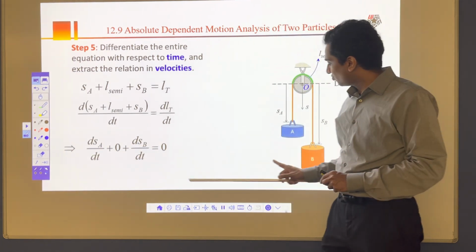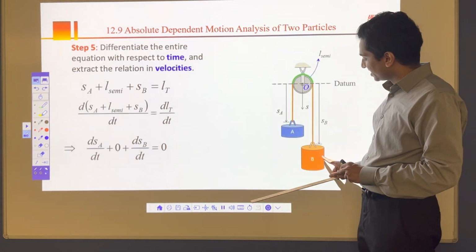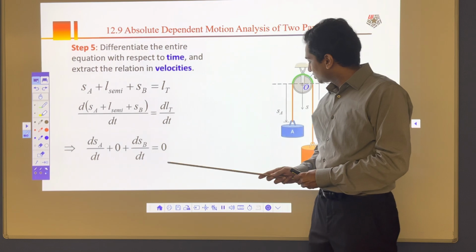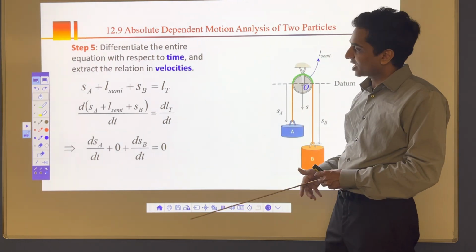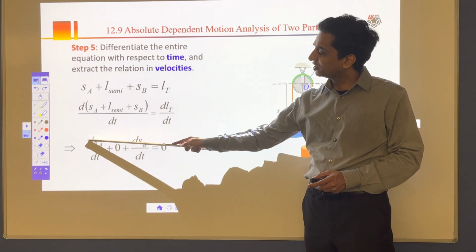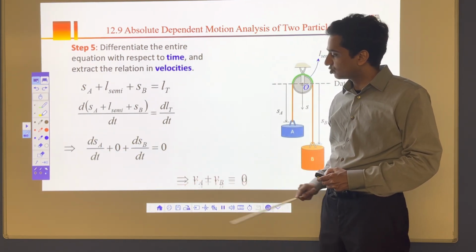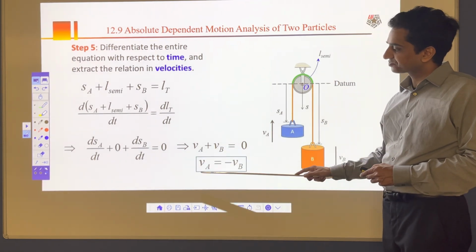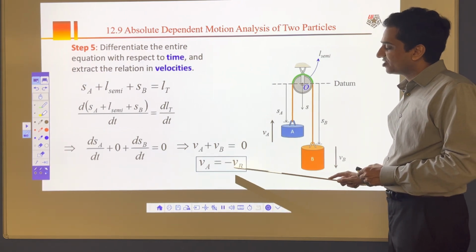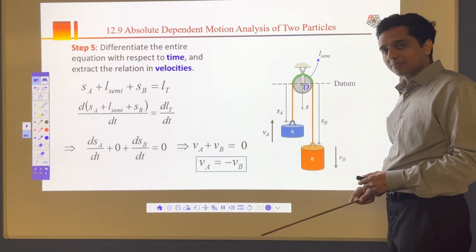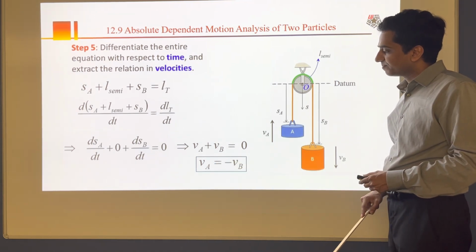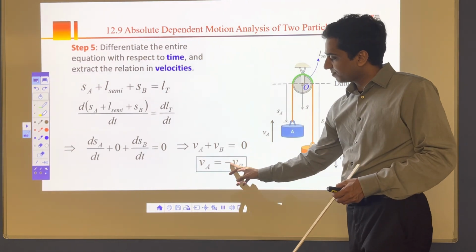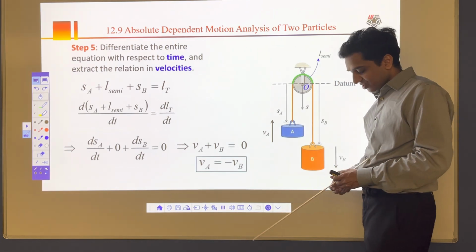dSA by dt is nothing but the velocity of particle A, and dSB by dt is nothing but the velocity of particle B. That's distance over time, ds by dt. So that's the change in distance SA with respect to time. That means velocity of A plus velocity of B is equal to 0, or I can rewrite it as VA is equal to minus VB. That's it. That's the problem. Whatever the velocity magnitude is, it stays the same, and the direction will be opposite because of the minus sign.